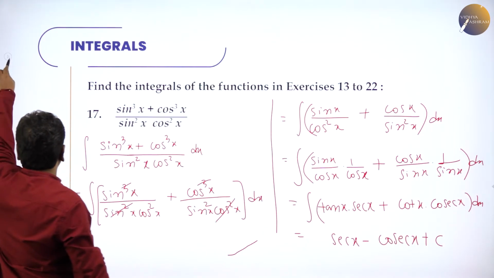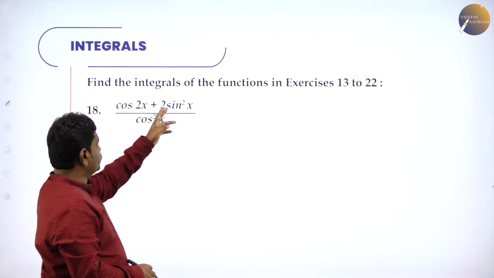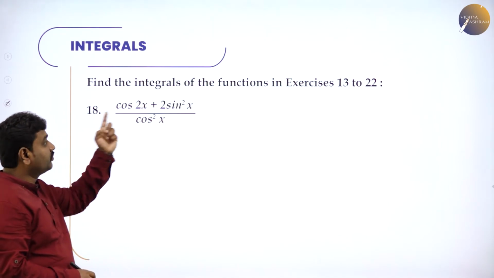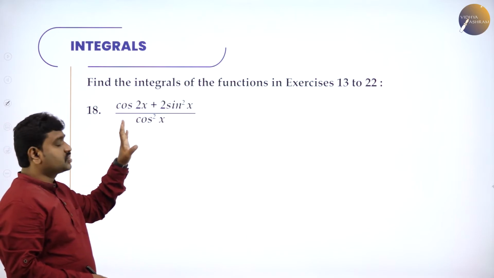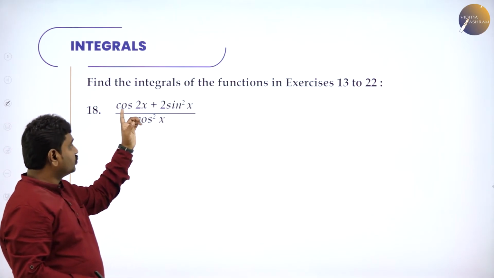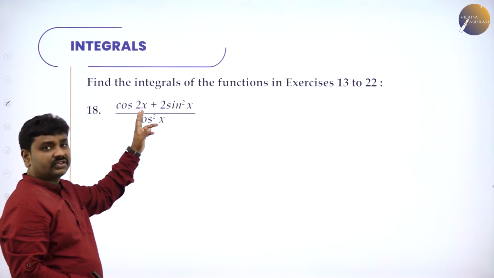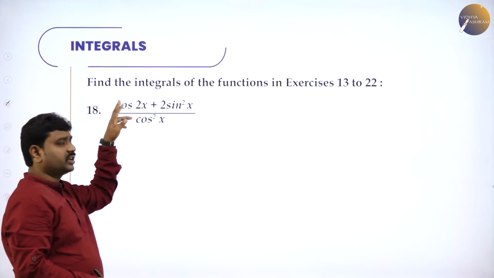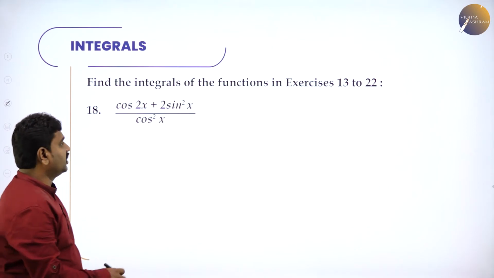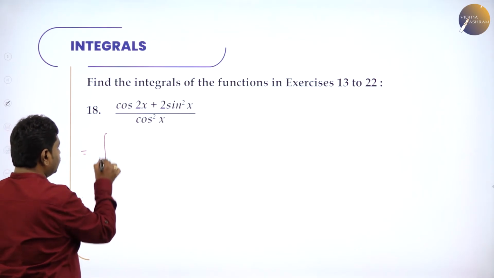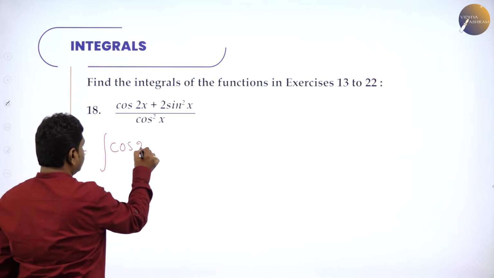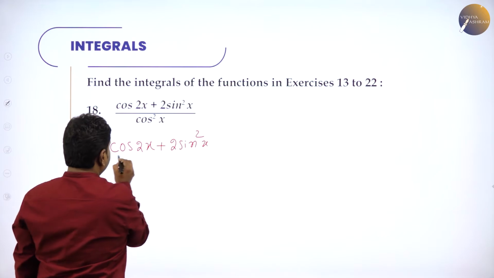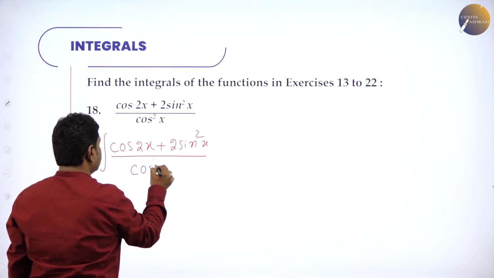Next we have cos 2x plus 2 sin square x by cos square x. Again, cos 2x can be written in terms of sin square x. I can write cos 2x as 1 minus 2 sin square x, and 1 minus 2 sin square x plus 2 sin square x cancels, and I'll be having the remaining part. So integration of cos 2x plus 2 sin square x divided by cos square x. It is pretty direct if you observe.